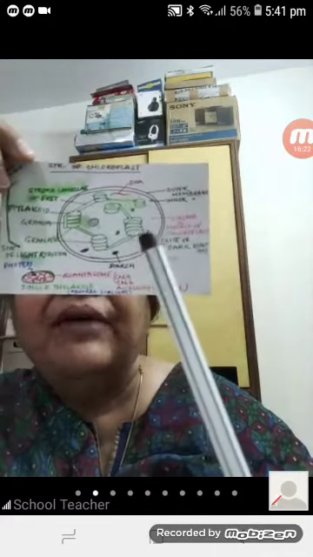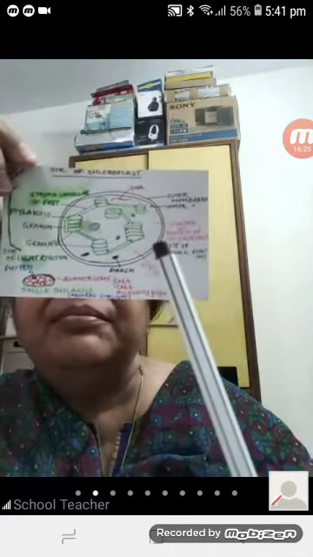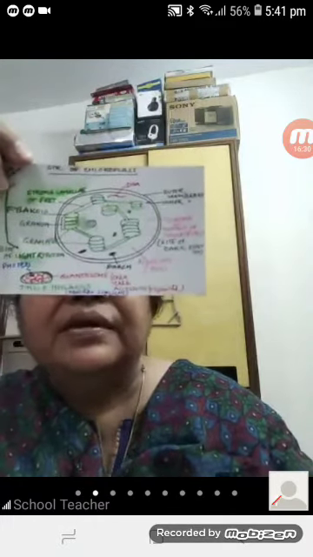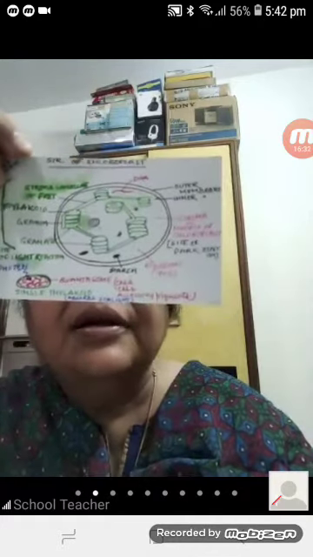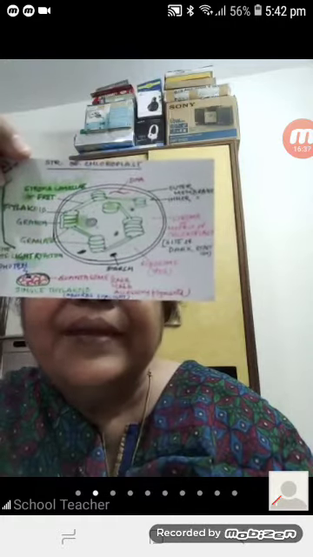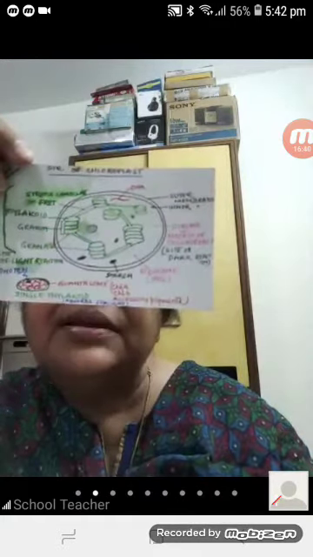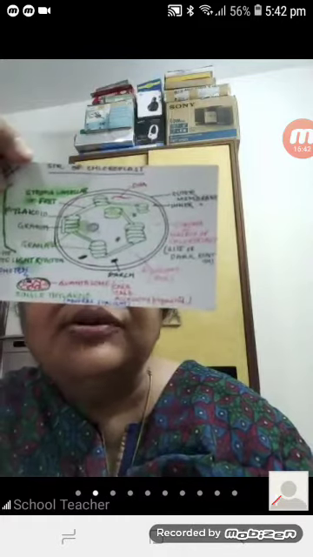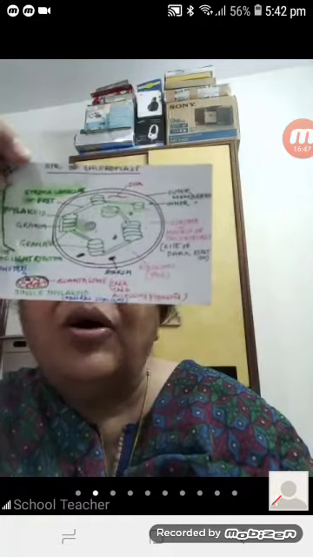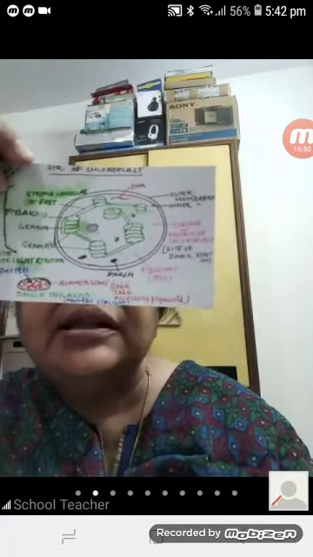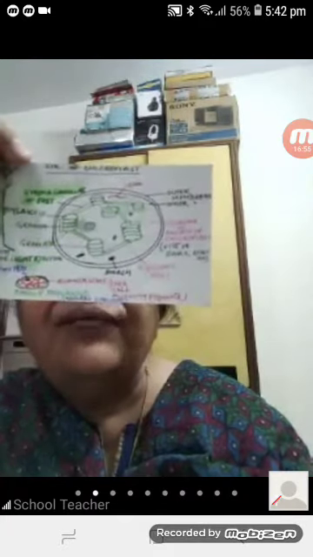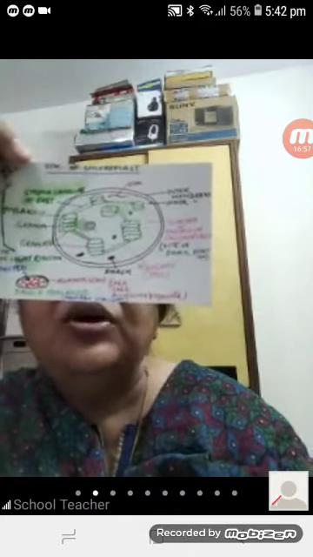Stroma. You have to remember the difference between stoma and stroma. Stoma is for transpiration, or exchange of respiratory gases. The function of stroma is the site of dark reaction of photosynthesis.